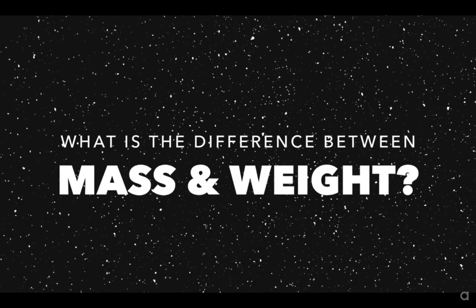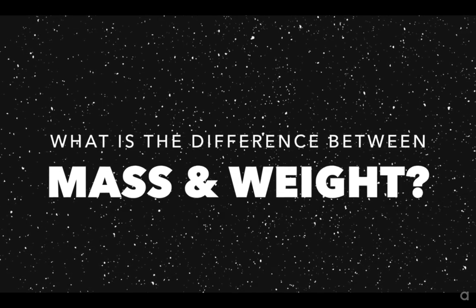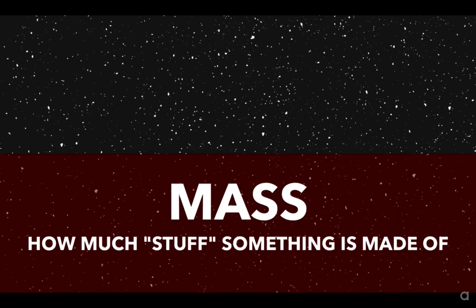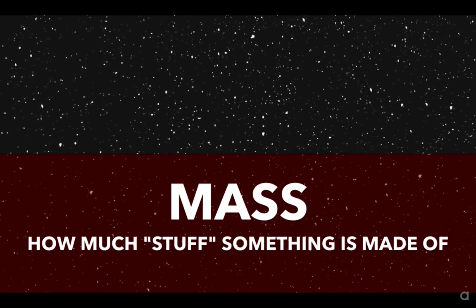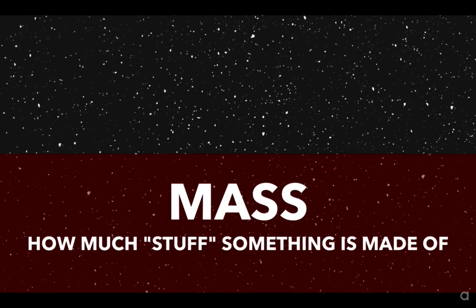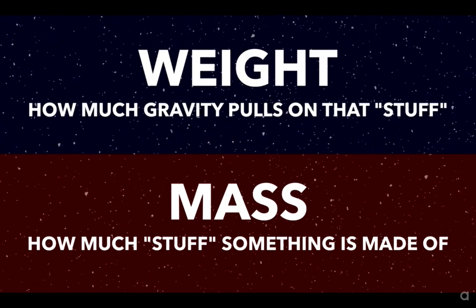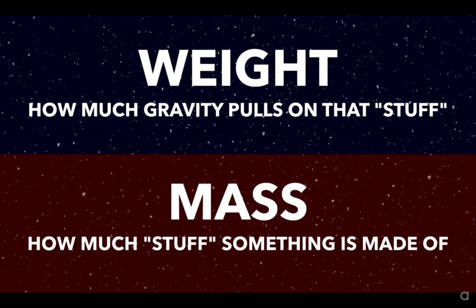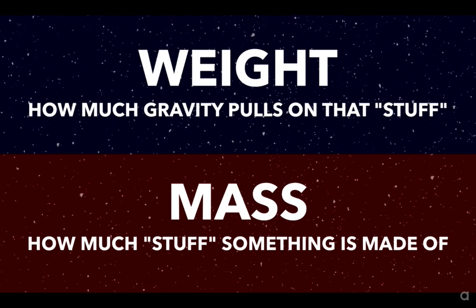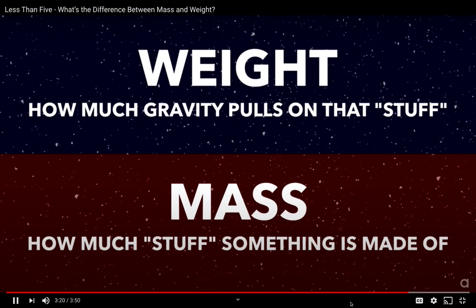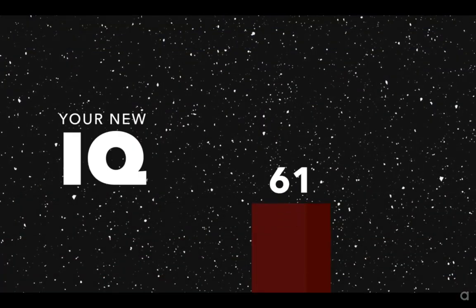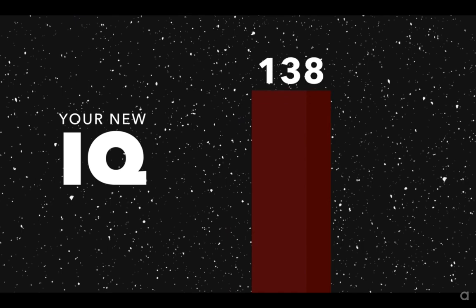Cool. So what is the difference between mass and weight? Mass is simply how much stuff or matter something is made out of, and therefore how hard it is to move or change its motion. And weight is how much that collection of mass or stuff is being pulled down by the force of gravity. So now you know the technical difference between mass and weight. And as a result, you are officially smarter than most human beings on planet Earth.